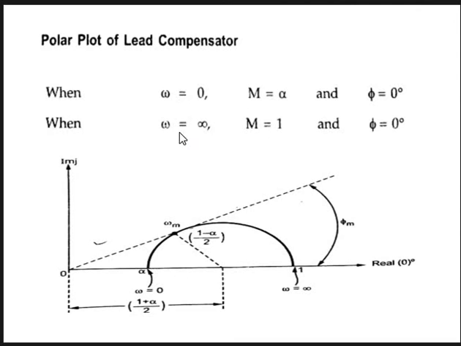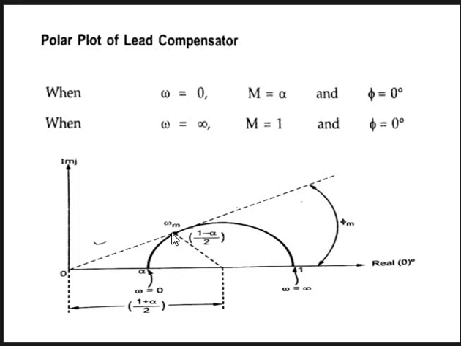When omega is equal to 0, the magnitude M is equal to alpha and the phase angle phi is equal to 0. When we substitute omega equal to infinity in the magnitude formula, the result is 1. In the phase formula, the result is 0. Based on this information, now I want to draw the polar plot with the real axis and imaginary axis. When omega is equal to 0, the magnitude is alpha; when omega is equal to infinity, the magnitude is 1; and the maximum phase angle at omega m is nothing but phi m.